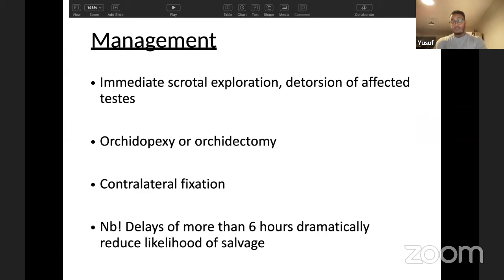You do have to explore the contralateral side and fix it. And the reason for that is that quite a high proportion of these patients who've had a testicular torsion will have had what's called the bell clapper deformity, which is where you have this abnormal high, and very narrow attachment of the tunica vaginalis on the testis. So if it's happened on one side because of this, it's more than likely to happen on the other side as well. So you need to go fix the other side.